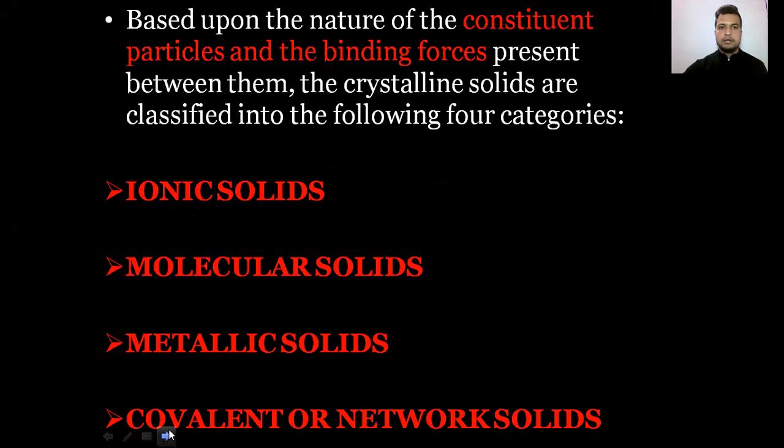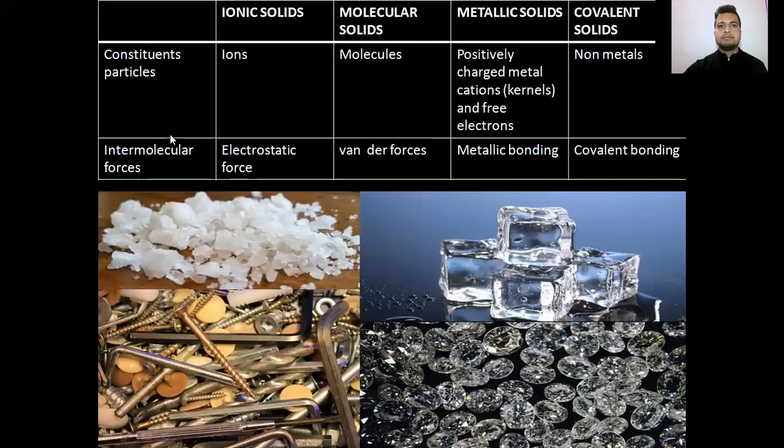So these are the 4 categories of crystalline solid. Now the question is, what are the constituent particles present in each, and what is the binding force, the intermolecular force? First, let us try to see it together. In an ionic solid, the constituent particles are ions. In a molecular solid, the constituent particle is the molecule.